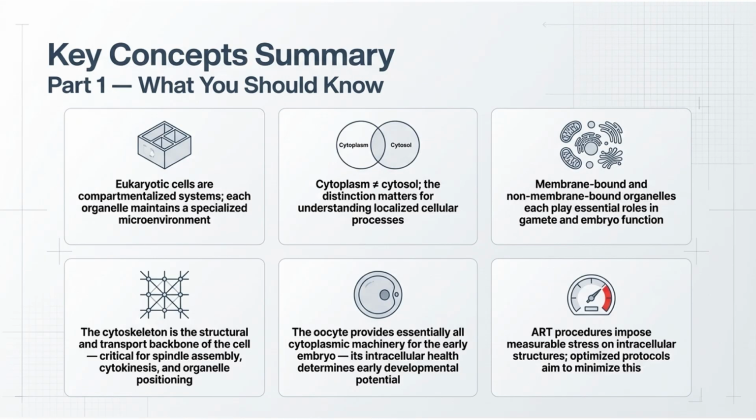Fifth, the oocyte provides essentially all cytoplasmic machinery for the early embryo. Mitochondria, maternal messenger ribonucleic acids, ribosomes, cytoskeletal elements, cortical granules, and the endoplasmic reticulum calcium store are all oocyte-derived. The paternal contribution at this stage is genomic, centriolar, and activating. The intracellular quality of the oocyte at fertilization is therefore the primary determinant of early developmental potential.